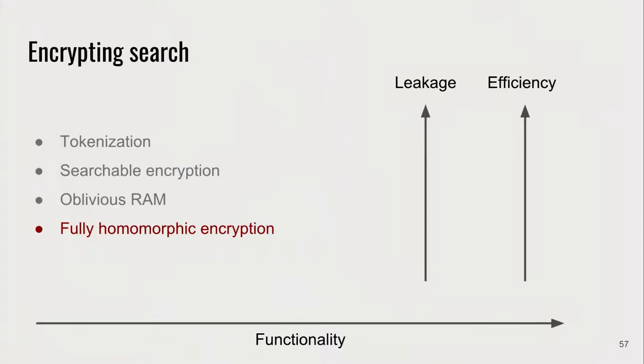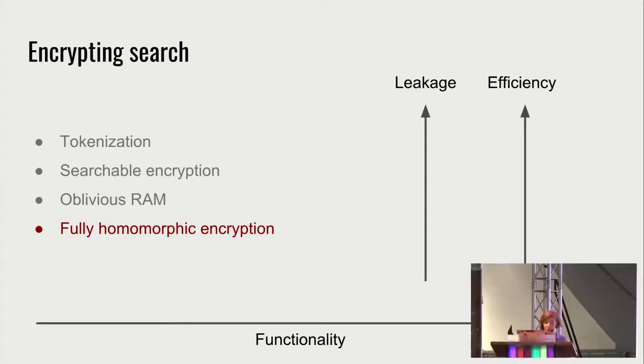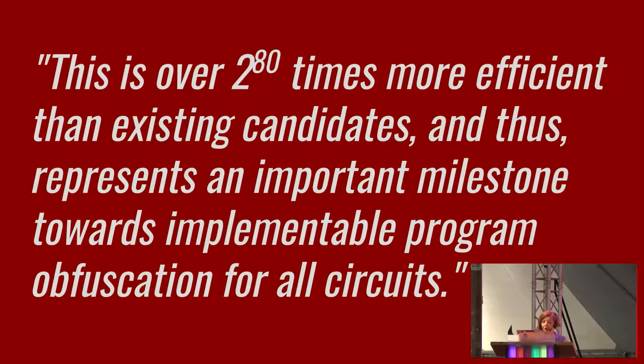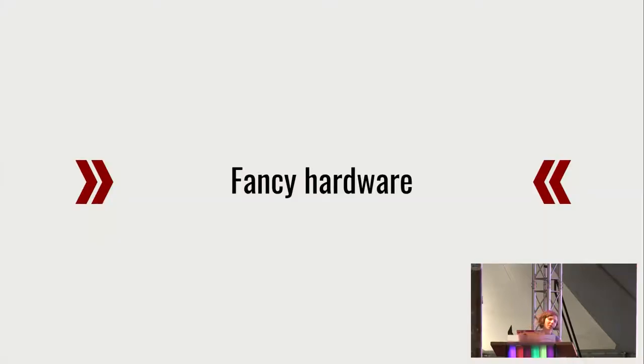What about fully homomorphic encryption? Everyone always mentions that. Why don't we just do that? So there was a paper from April that had a quote that I really like, which tells us a bit about the current state of the implementation of fully homomorphic encryption, which is that the implementation they found in this paper was 2 to the 80 times more efficient than existing candidates. And this is just an important milestone. That's not all the way there. We're getting 2 to the 80 times faster and we're still not there yet. It's not ready.